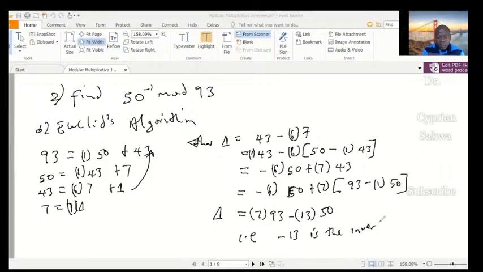But I want to write this as a positive number. So negative 13 mod 93. I just add negative 13 plus 93, and that gives me 80. So 80 is the inverse of 50 using Euclid's algorithm. And that's how you find the inverse using Euclid's algorithm.